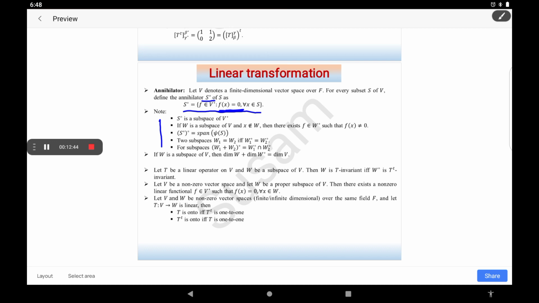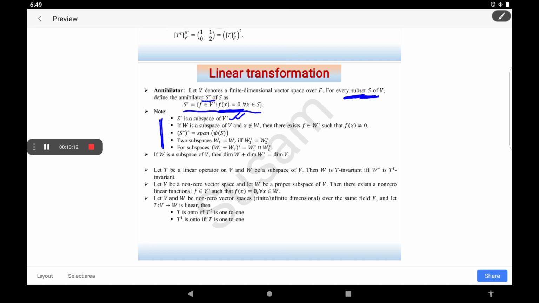These are the properties. First property: S naught is a subspace of the dual space V star. But keep in mind, this S is not a subspace of V, it's simply a subset of V. From a subset you are defining the subspace, but that is not a subspace of V, that is a subspace of its dual space.